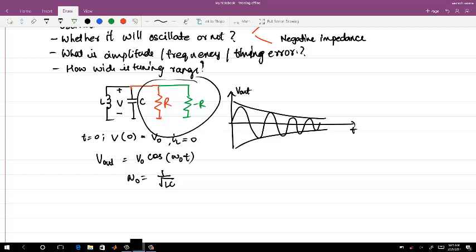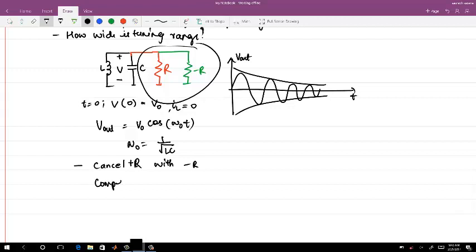You can say that also. Right now I didn't bring any supply into the account, but all this energy has to come from somewhere. An oscillator cannot oscillate on its own without taking energy from anywhere. So there are two ways to look at it. One way is I can say cancel positive R with negative R, which is equivalent to saying compensating the energy loss due to R. Just two ways of saying it.